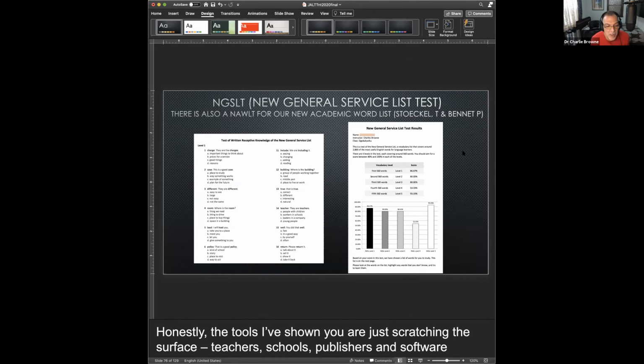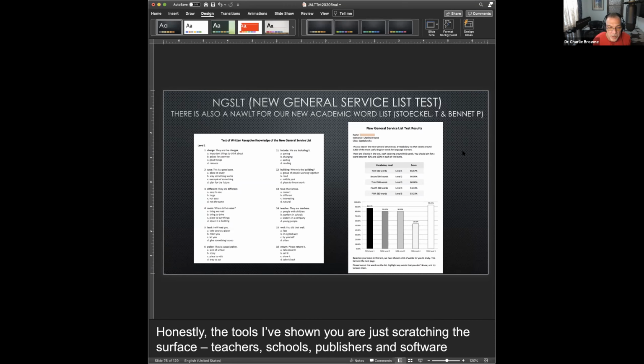What you've got up there is a screenshot of what the NGSL-T looks like and some of the data that you get from the other side of the test. What you can see here is they've divided the NGSL into 5 equally sized frequency bands of about 560 words each. So NGSL level 1, 2, 3, 4, 5. Level 1 would be the highest frequency NGSL words. Level 5 would be the lowest frequency NGSL words.